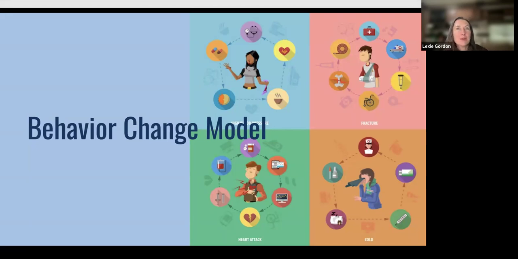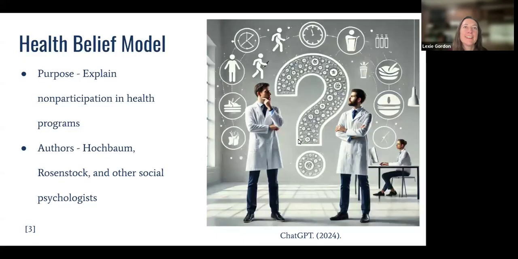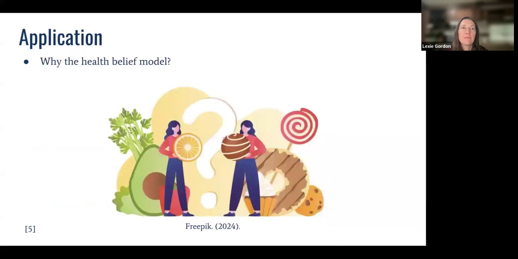For our behavior change model, we chose to use the health belief model to help motivate our client Arthur to make positive behavior changes. It was designed by Hochbaum, Rosenstock, and other social psychologists in the 1950s to explain why individuals were failing to participate in programs that had been designed to prevent and detect diseases. The model was later expanded by others to understand human behavioral responses to different health-related conditions.